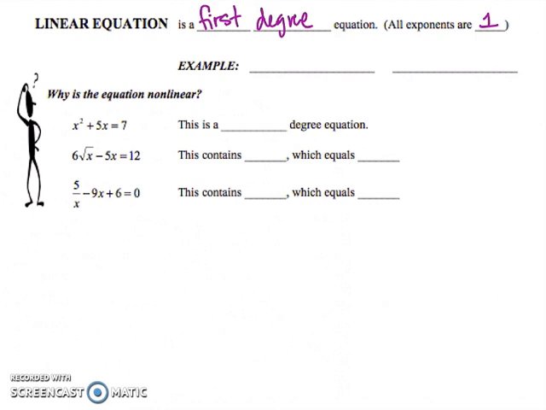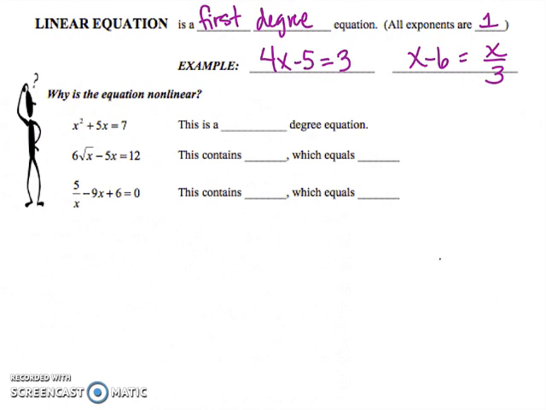So some examples of linear equations. We could have 4x minus 5 equals 3, or x minus 6 equals x over 3. As long as the x is in the numerator, that's a linear equation. So here's some examples of nonlinear equations. Our first one, x squared plus 5x equals 7.